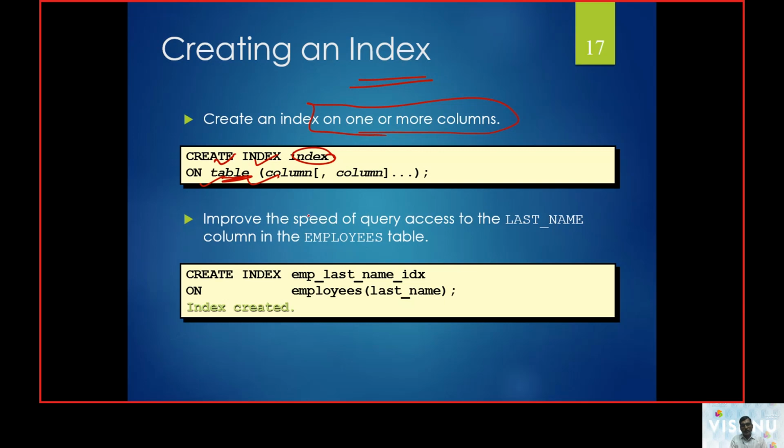Why are we going to use an index? Because of speed query access. In order to have fast query access, we need to work with an index. So now, create table, and inside the table, now we are going to have an index.